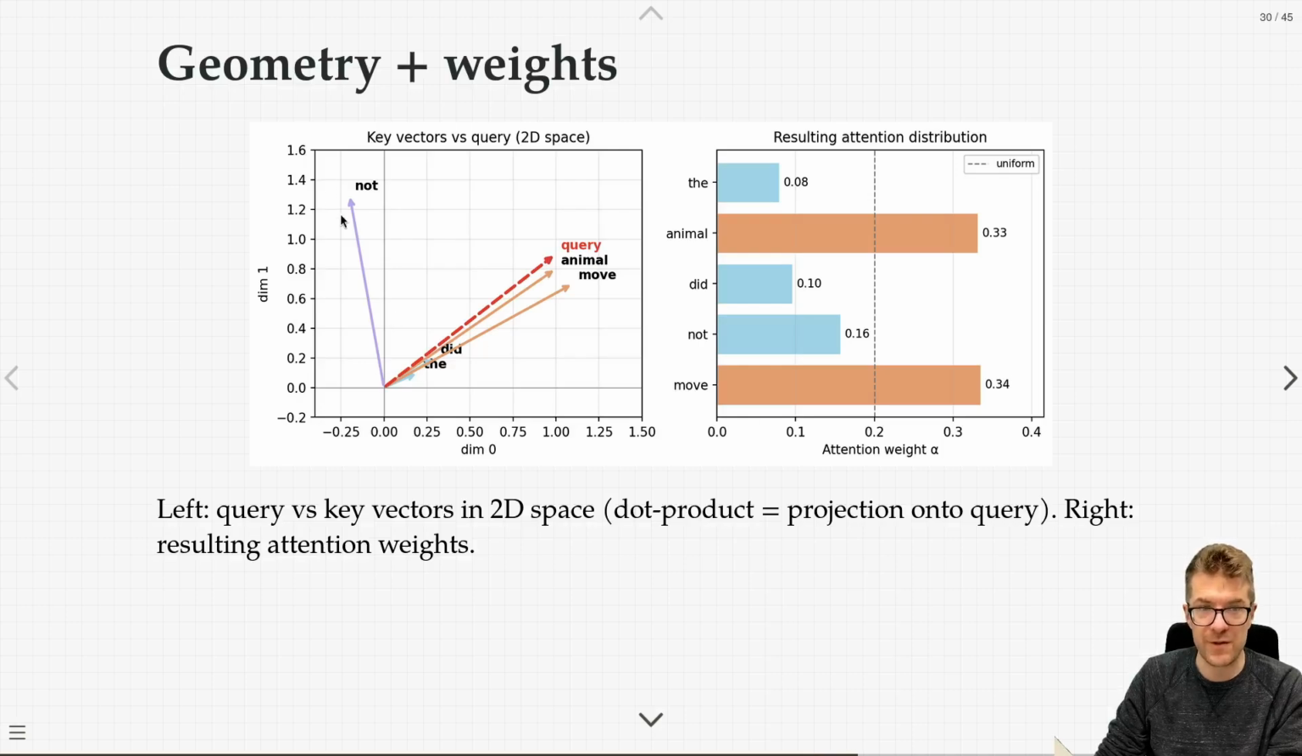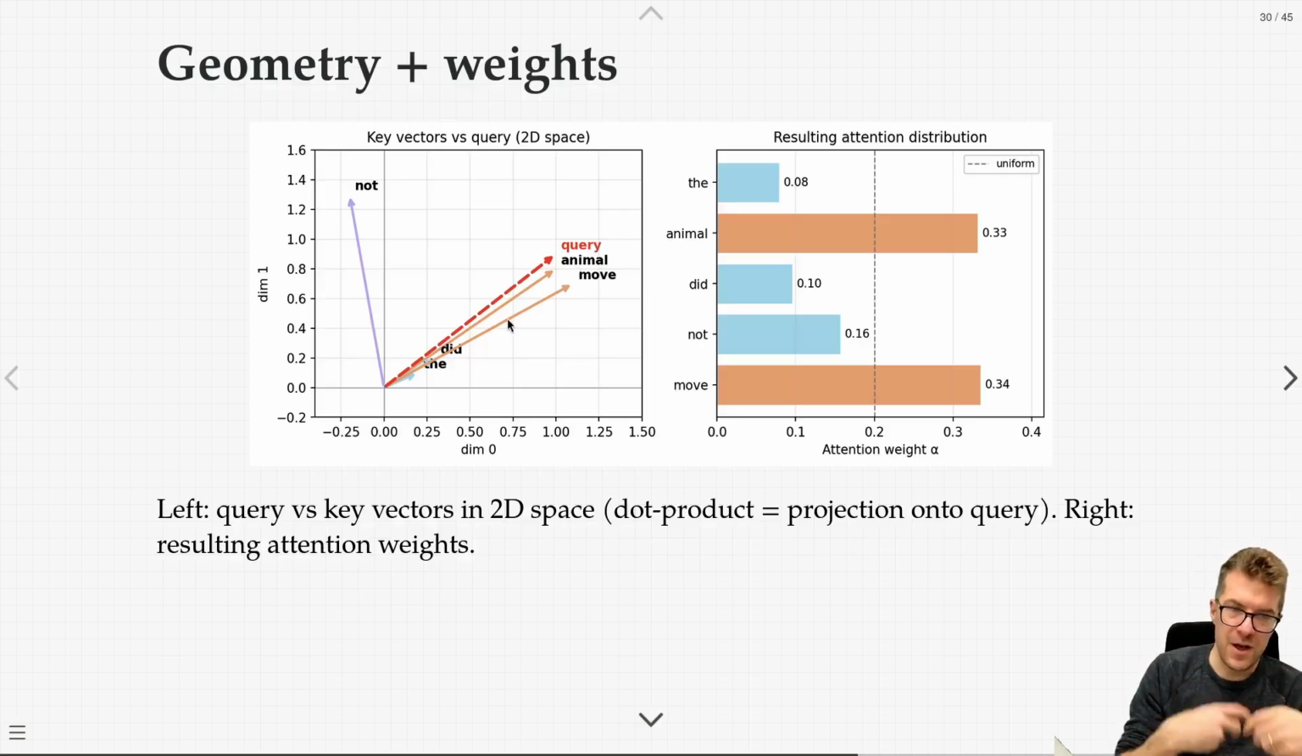Here's a visual representation of what we just talked about. Each of the representations for the animal did not move will be represented by these vectors. The query, did an action occur, will be represented as another vector. Which vectors are closest to the query? Well, it seems to be animal and move over here.